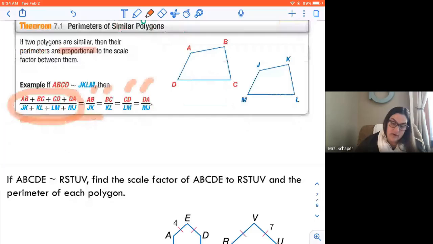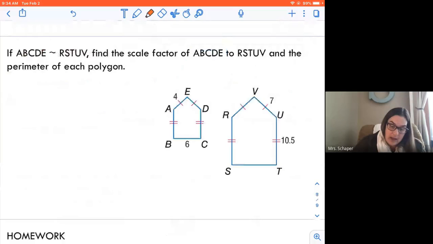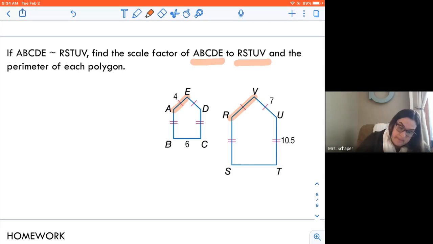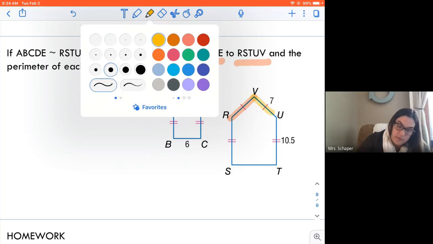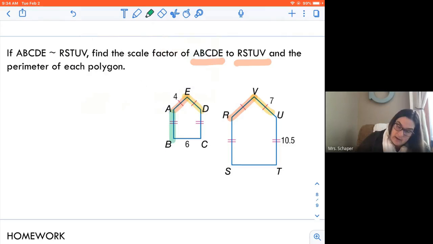All right, here we go. So we have to find the scale factor of ABCDE to RSTUV. So we're going to take the new over the original. Okay, so when I look at this figure right here, I'm going to highlight AE and RV. And I'm going to take ED and VU. And I'm going to take AB, RS.